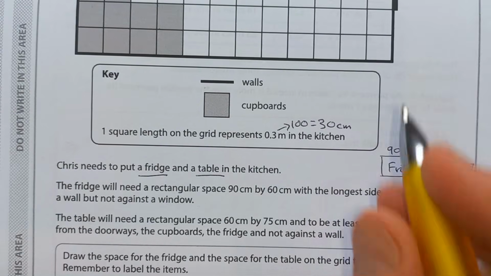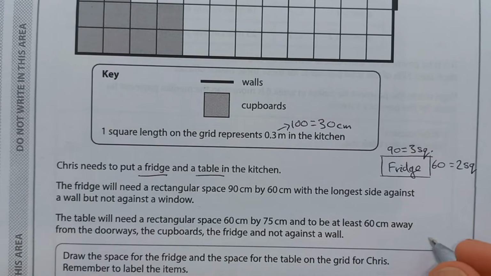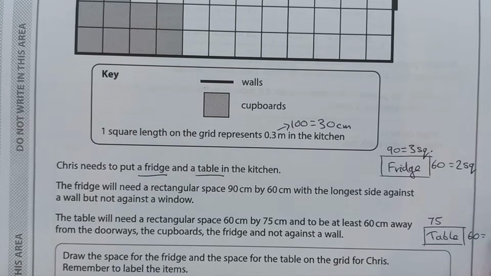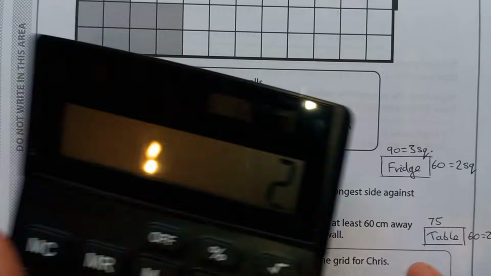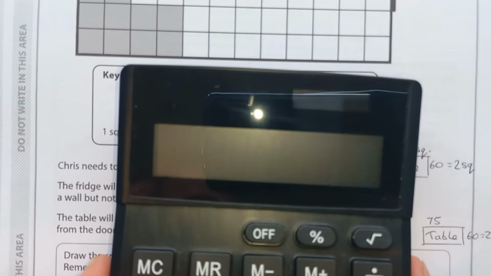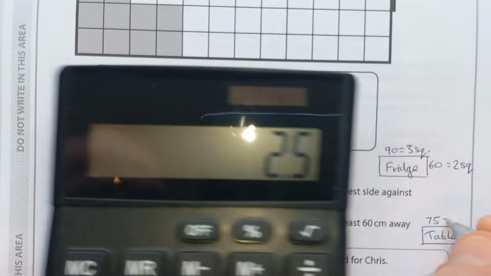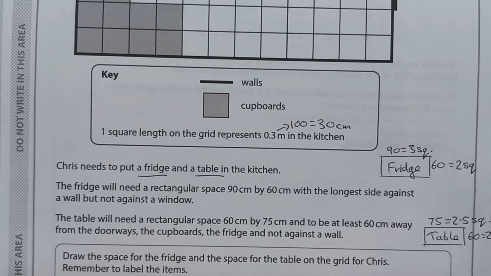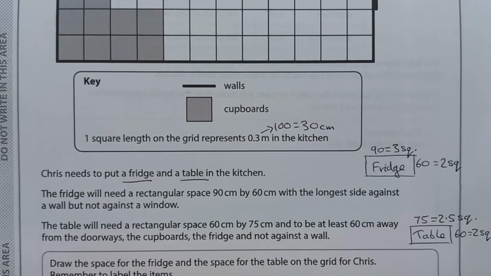So before we put it on, let's work out the same for the table. So the table is also a rectangle. And it's 75 by 60. Well, the 60 is going to be the same as the 60 up there, so it's going to be 2 squares. 75, well, we want 75 divided by 30, which gives us 2.5, so 2.5 squares.